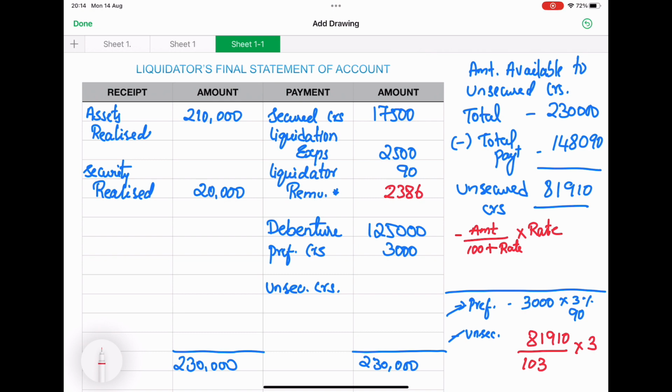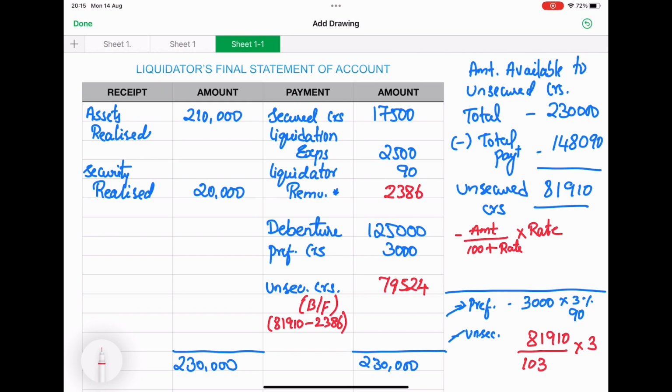So 81,910. Here the balancing figure, now we are going to calculate the actual amount paid to unsecured creditors after deducting the liquidators remuneration. So the amount will be 81,910 minus 2,386. The amount will be 79,524. If you minus 2,30,000 with the above expenditures including remuneration, the amount will be the same, or 81,910 minus 2,386 also will be the same value.